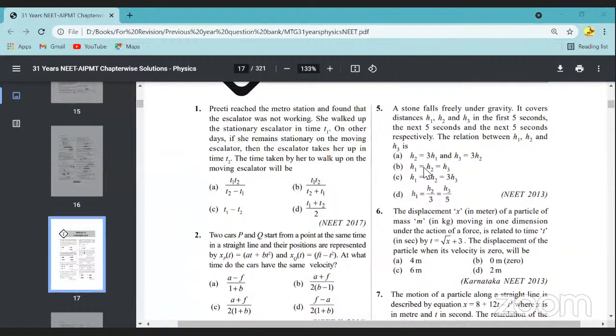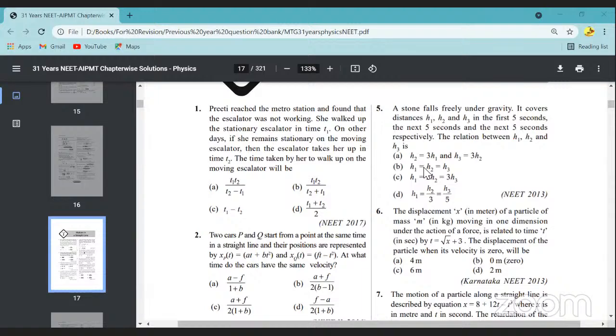So this Priti, the question is about 3 ways of walking. First, escalator is at rest, Priti is walking. Second, Priti is at rest with respect to the escalator, standing on it, and the escalator is moving. And third, escalator is moving and on the escalator Priti is moving. Understanding the difference? So the 3 ways.